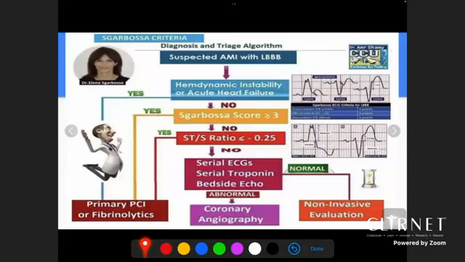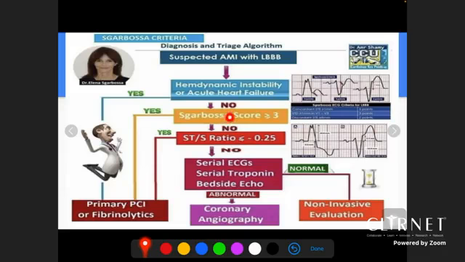So back to the conclusion. Suspected acute myocardial infarction with left bundle. If the patient is hemodynamically unstable or in acute heart failure with left bundle in the ECG, then you are done. This is for primary PCI. You will consider it as presumed new LBBB because of the presentation. If not, you will try to apply Sgarbossa criteria.